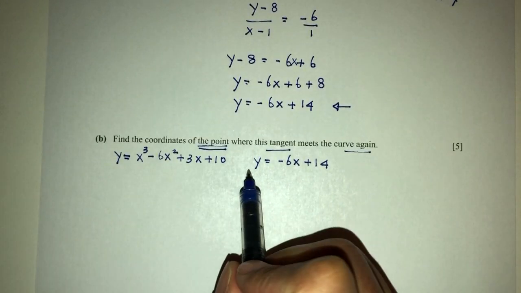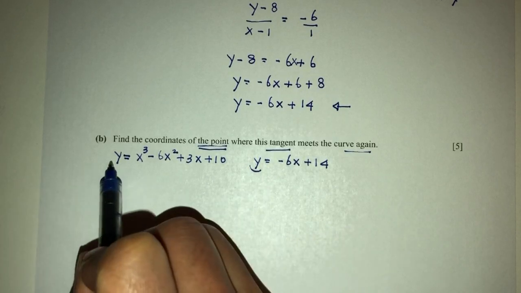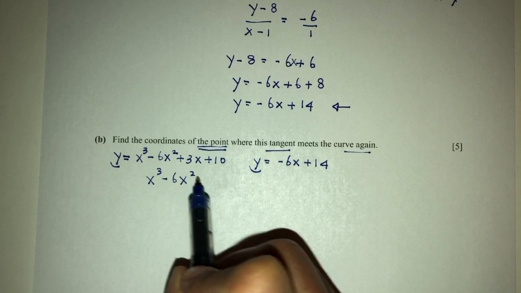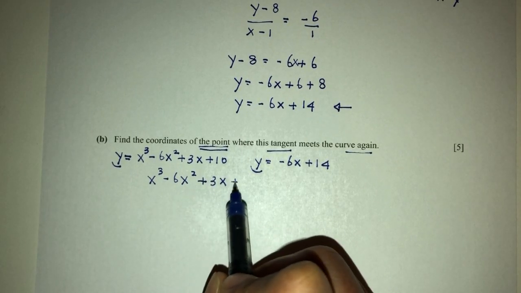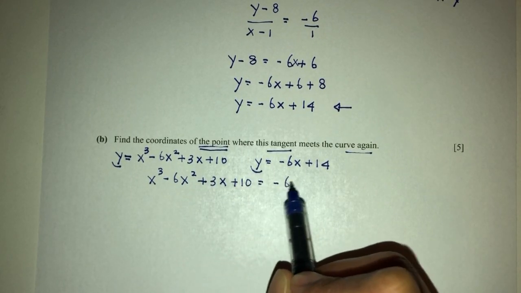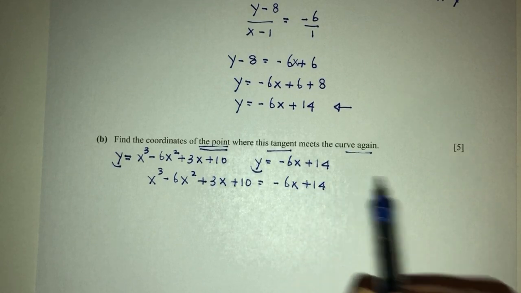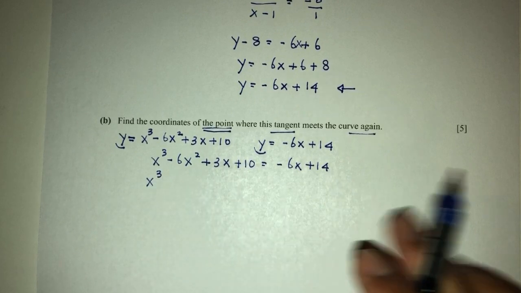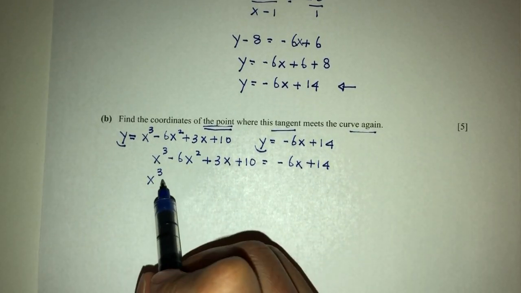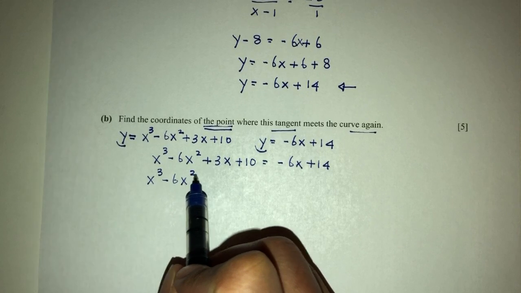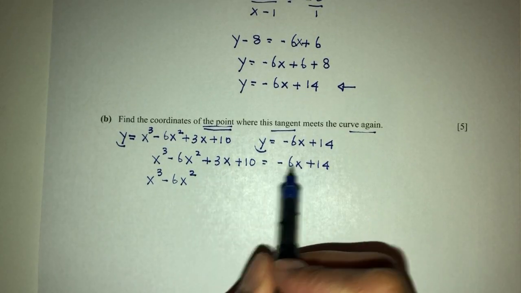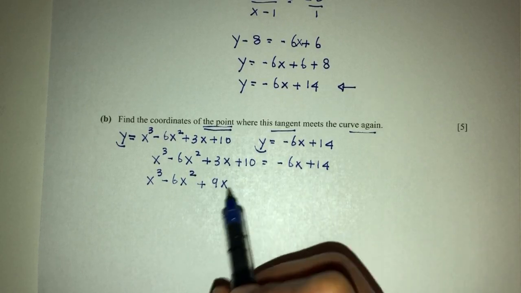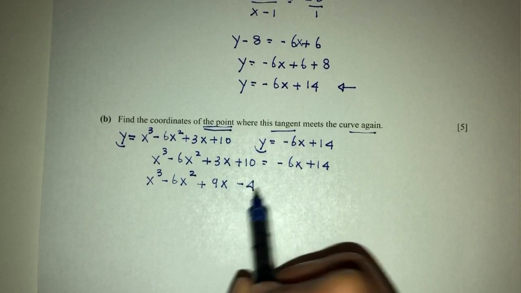Now we have to solve simultaneously. So replace this back in here. On one side you will have this equation, and on the other side you will have this equation. Now let's bring everything to one side. You will have x^3 - 6x^2 + 3 + 6 will be +9x + 10 - 14, that should be -4, equals 0.